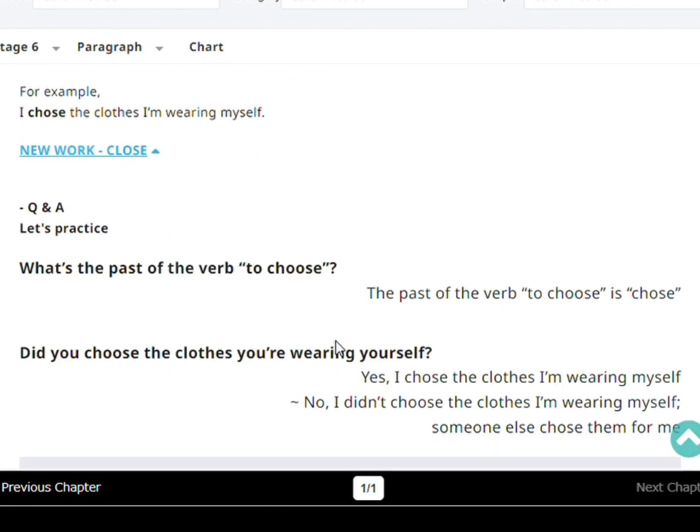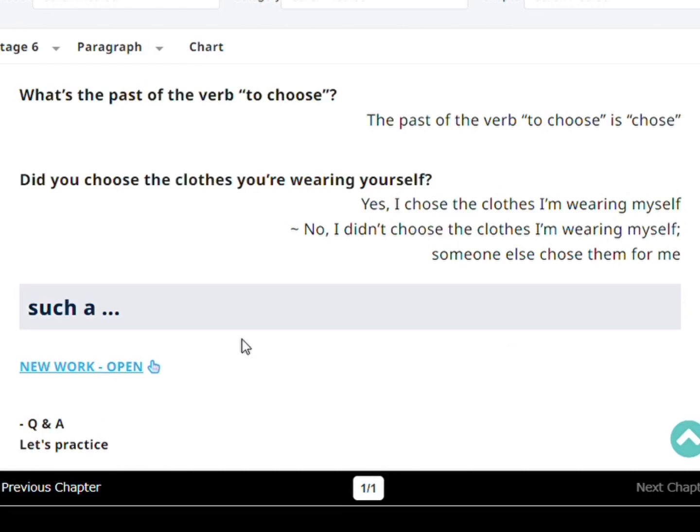Okay, let's practice. What's the past of the verb to choose? The past of the verb to choose is chose. Did you choose the clothes you're wearing yourself? Yes or no? No, I didn't choose the clothes I'm wearing myself. Someone else chose them for me. Very good.